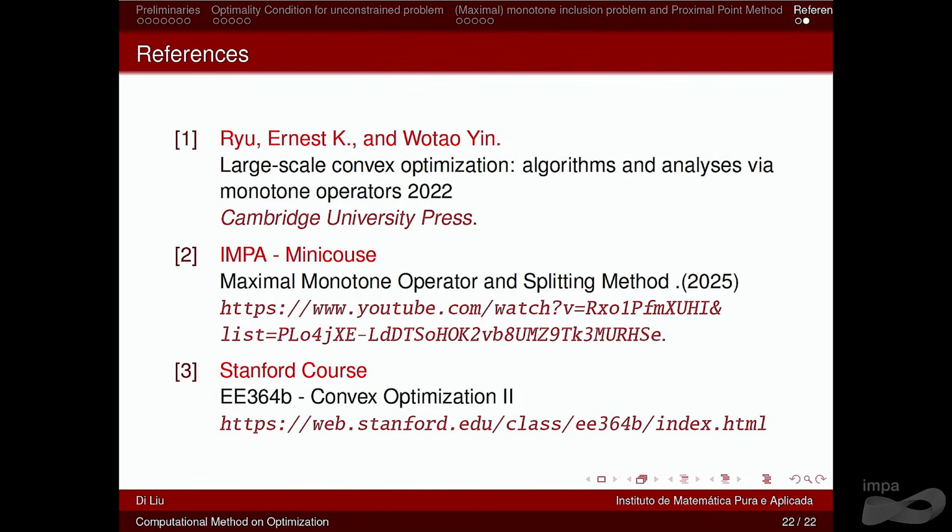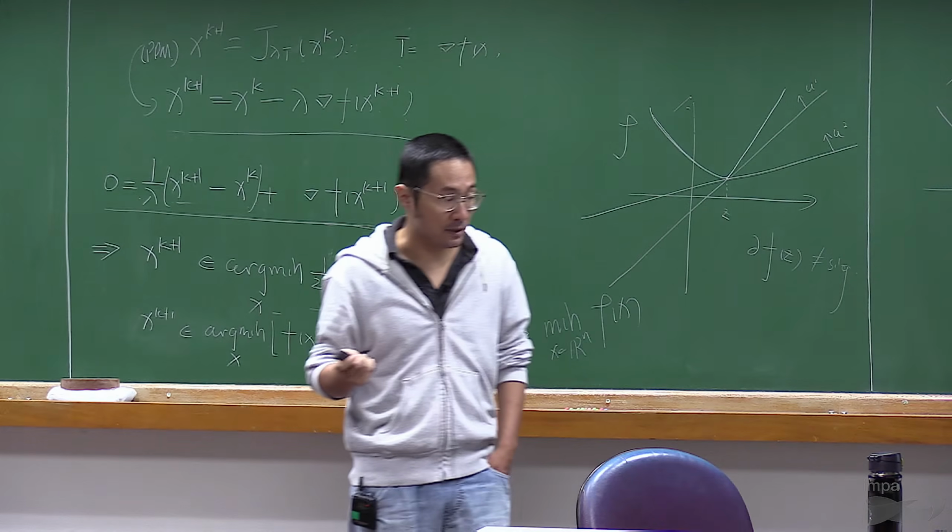And about the textbooks, of course you can use the textbook from IMPA, which is in Portuguese and is a good book. You can also use Bertsekas's Nonlinear Programming or Boyd and Vandenberghe's Convex Optimization. But for this course, we do not have a fixed textbook. In each class, I will give specific references.